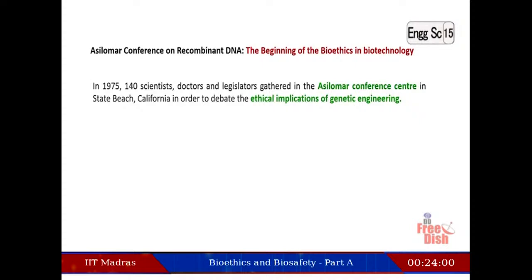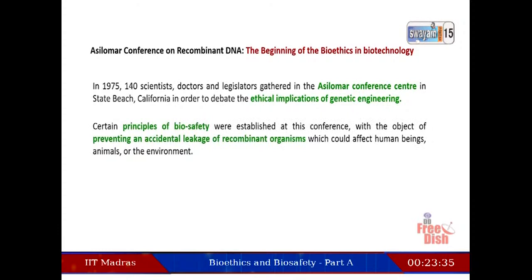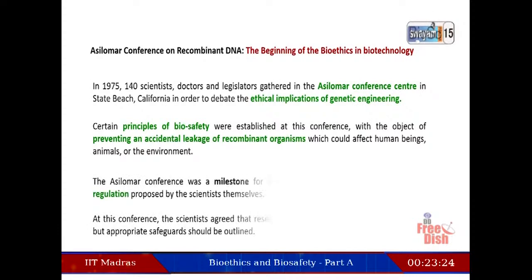One of the landmark events in the field of bioethics and biosafety is the Asilomar Conference on Recombinant DNA, which is also considered the beginning of bioethics in the field of biotechnology. In 1975, about 140 scientists, doctors and legislators gathered at the Asilomar Conference Center in Pacific Grove, California, in order to debate the ethical implications of genetic engineering. Certain principles of biosafety were established at this conference with the object of preventing an accidental leakage of recombinant organisms which could affect human beings, animals, or the environment.